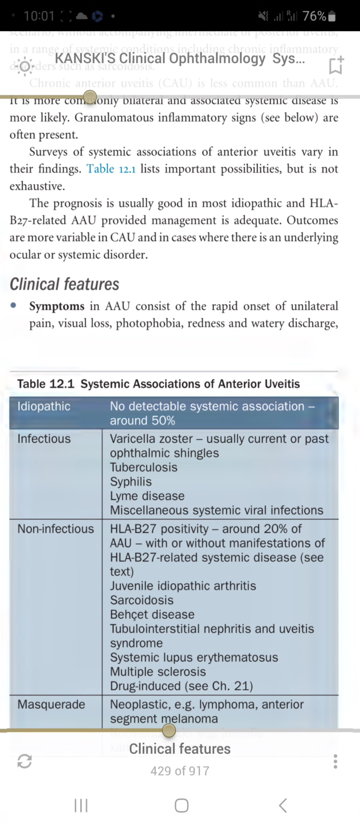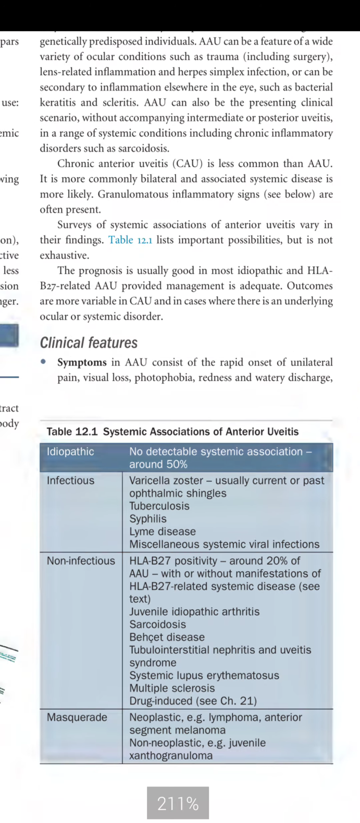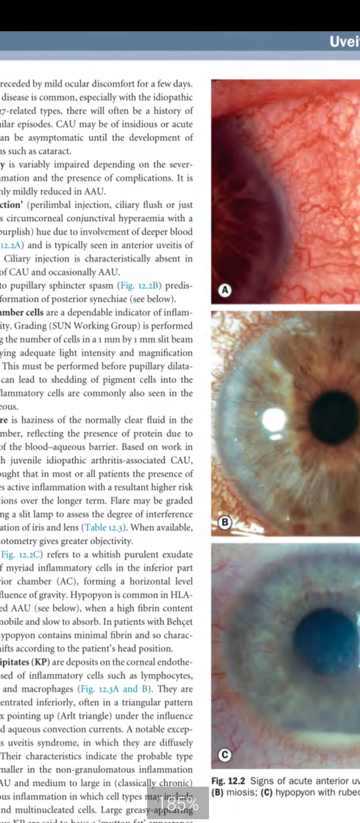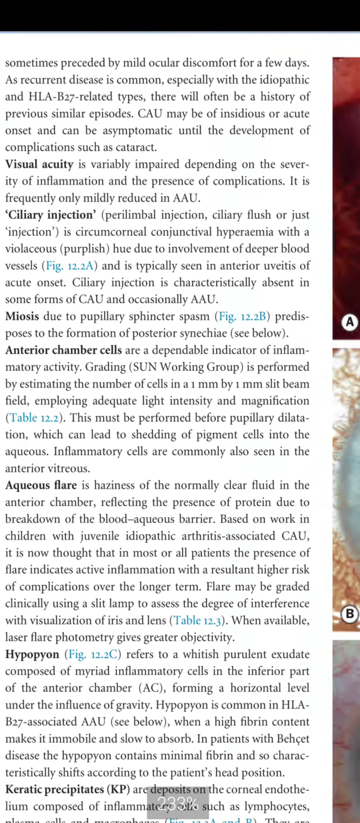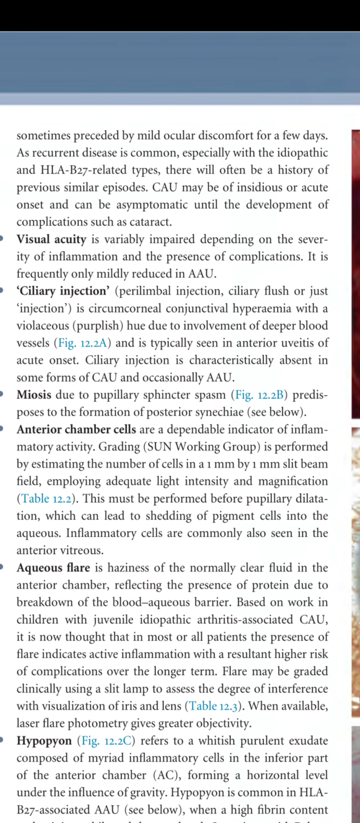So, what are the symptoms and the clinical features of acute anterior uveitis? First of all, what are the symptoms? Symptoms in acute anterior uveitis consist of the rapid onset of unilateral pain, visual loss, photophobia, redness, and watery discharge. Sometimes preceded by mild ocular discomfort for a few days, as recurrent disease is common. Especially with the idiopathic and HLA-B27 related types, there will often be a history of previous similar episodes.